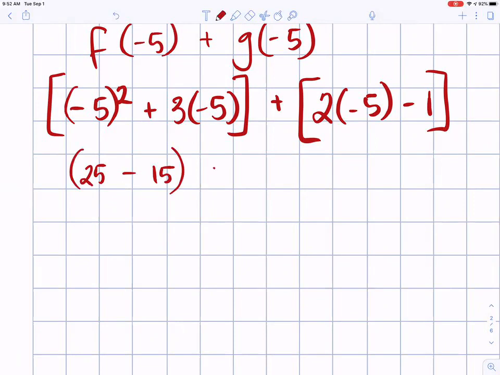And then let's add to that, clean up the g function. When you clean up the g function, what do you get? -10 and a -1 is a -11. Keep cleaning up. The first group is going to be 10 minus 11, which is -1.